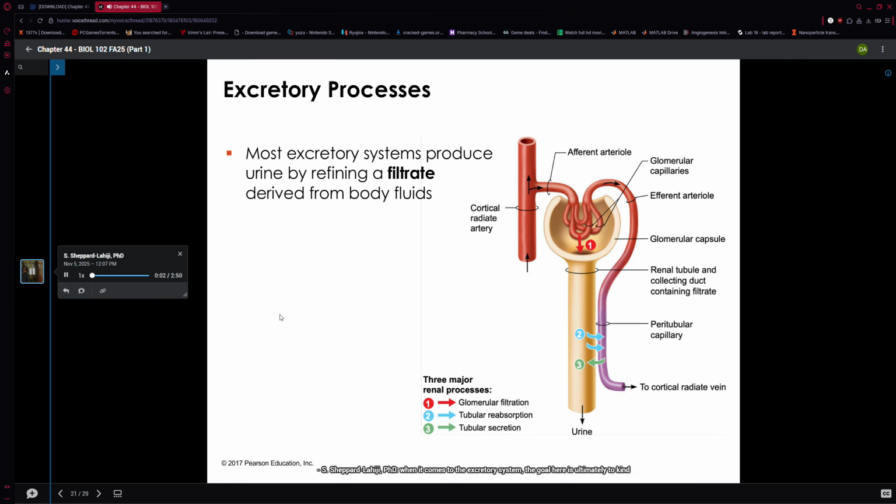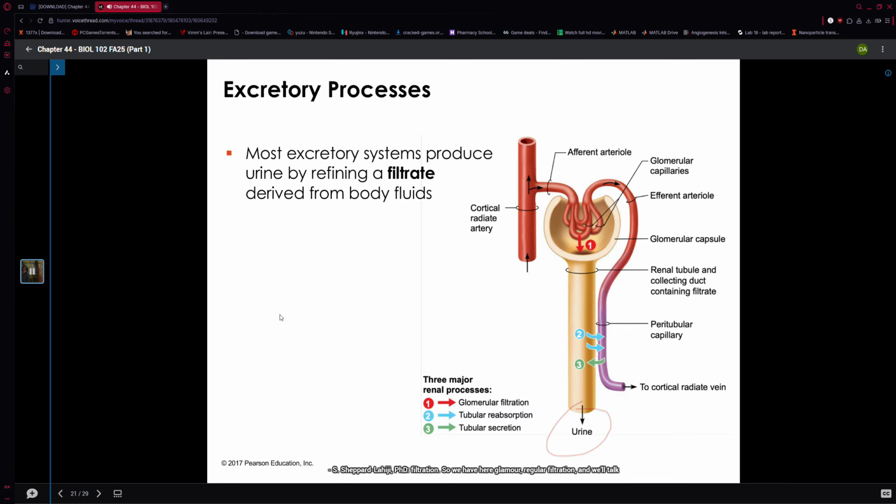When it comes to the excretory system, the goal here is ultimately to modify something that is referred to as a filtrate. When we first start the process of excretion, we are generating filtrate and modifying that filtrate. And then when we're done with the modification process, it gets released from the body as urine. There are three key processes that are involved in the excretory system. So the first is filtration.